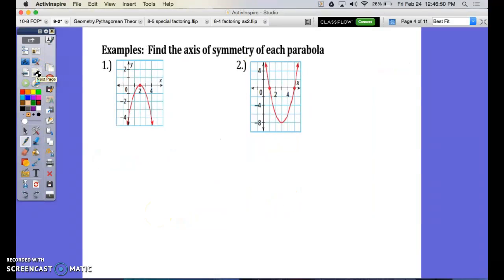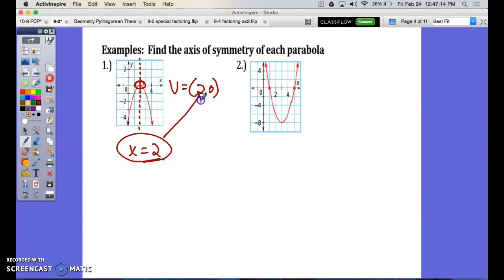Now let's find the axis of symmetry of each of these parabolas. So in this case, like we said, there is only one zero here. So we can simply say that we are trying to find the vertical line's equation through 2. So all I would need to do is simply write x equals 2. Because, once again, remember, my vertex ordered pair is (2, 0), and it simply takes the x value.